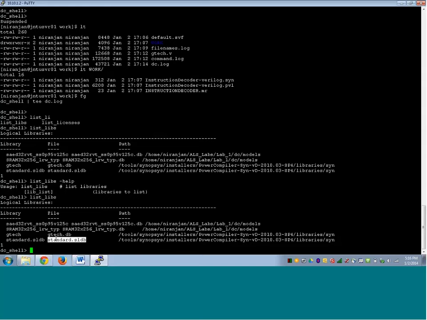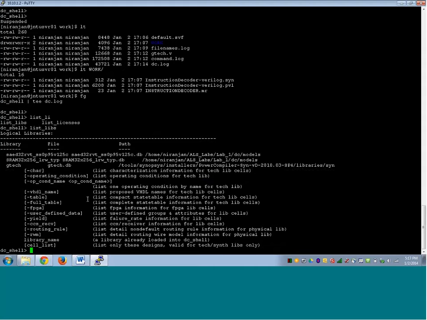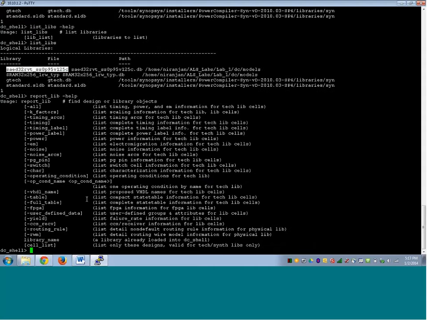Now there's one more command called report lib. This tells us what libraries are loaded. Lists will give you a list of things. Report commands can be used to report on those things. So I want a report on the standard cell library. Let's look at the options we have. There are so many options available here.